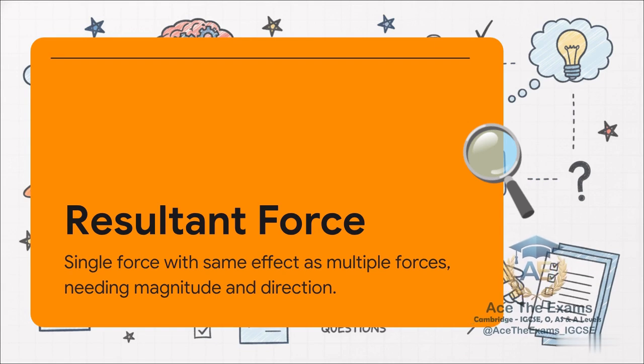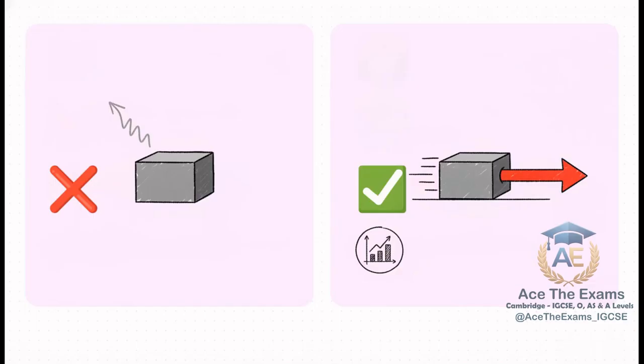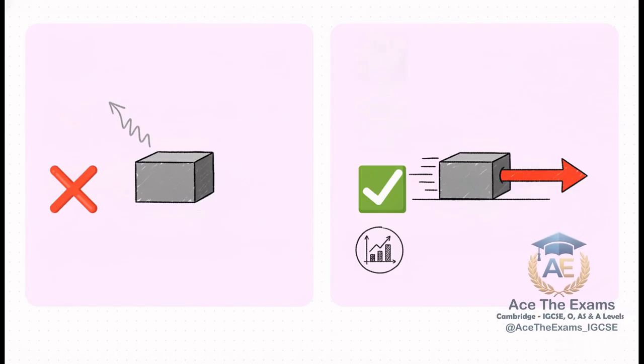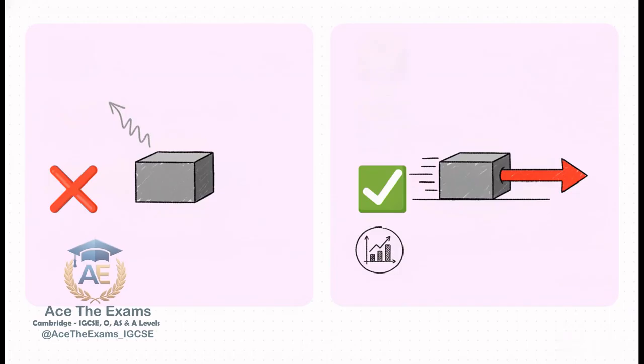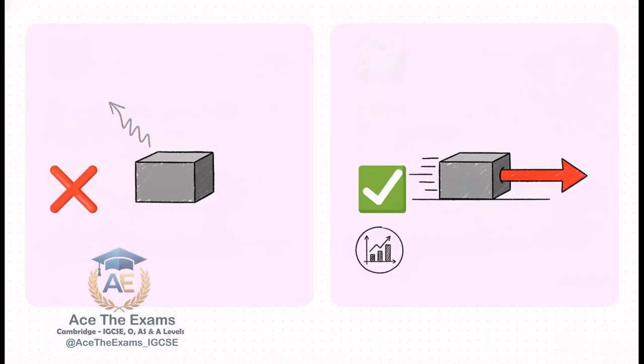That means your final answer absolutely, non-negotiably, requires both a magnitude, so the number and the unit, and a specific direction. So, the crucial point is seeing where this goes wrong. A perfectly flawed answer simply says, the resultant force is 15 newtons. Sure, they get a mark for the math, but they completely lose out on the top band.